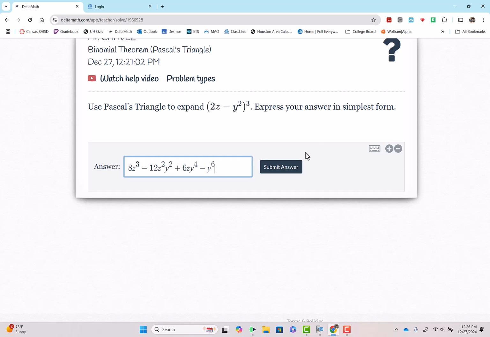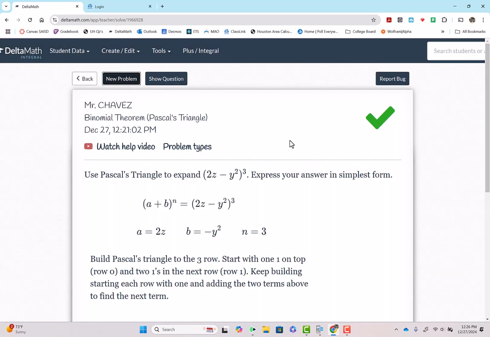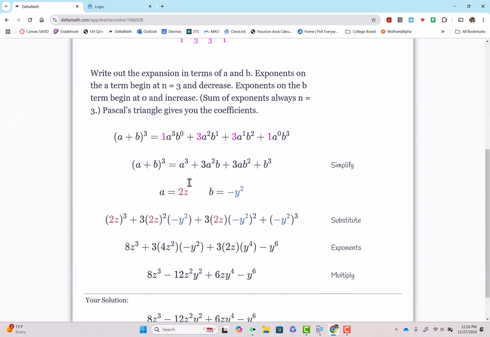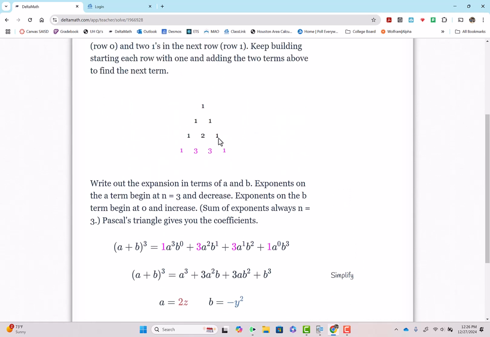All right. If there's no issues, hopefully there's not. Yeah. And there it is, guys. They do a really good job of this. I agree with how they're setting that up.